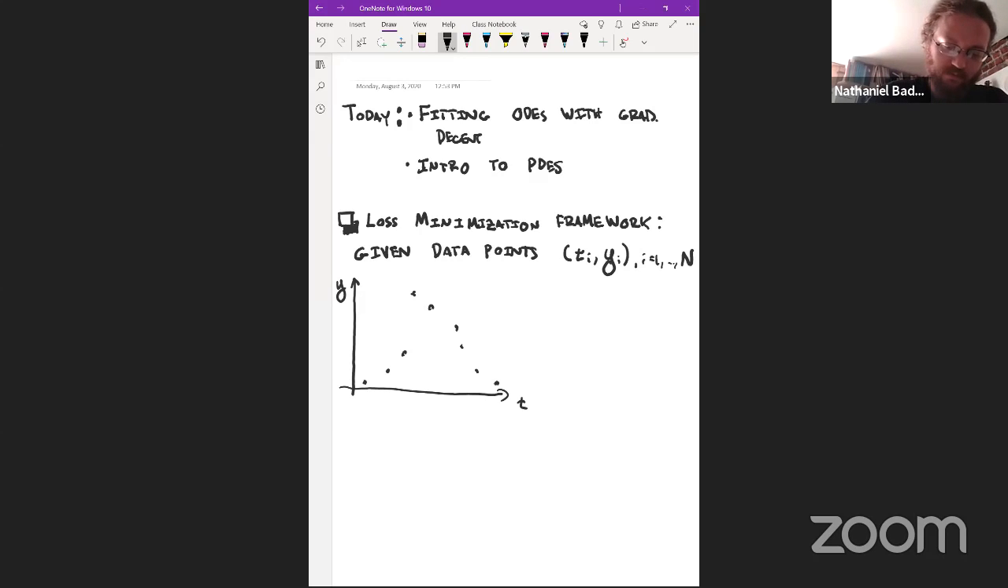So here, this, of course, is a point Ti, Yi, and down here we're going to have our T1, T2, up to Tn. I am going to assume that the T's are ordered. That is not an assumption that we need to make, but we don't need to assume that they're evenly spaced or anything like that.